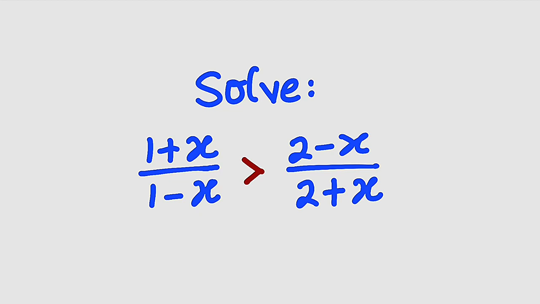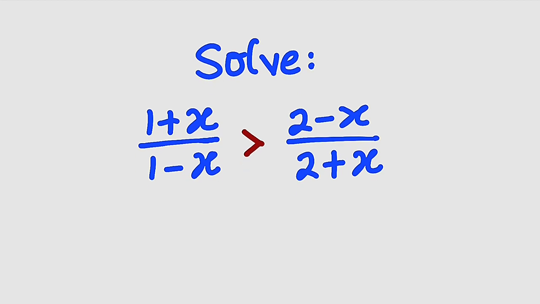We are asked to solve the inequality (1 + x)/(1 - x) > (2 - x)/(2 + x). First of all, let us clear the fractions by multiplying both sides by the LCM of our denominators.